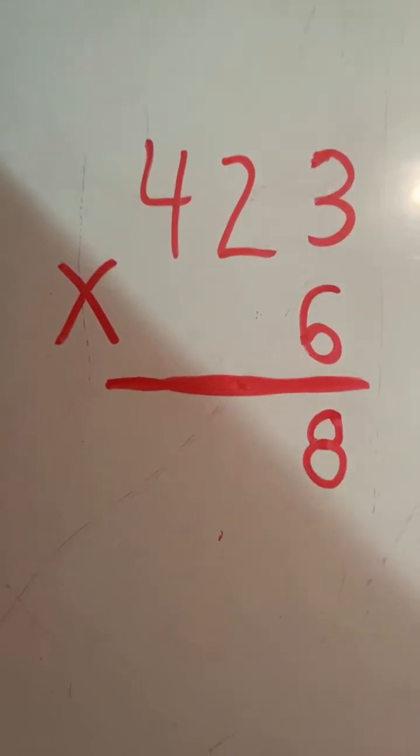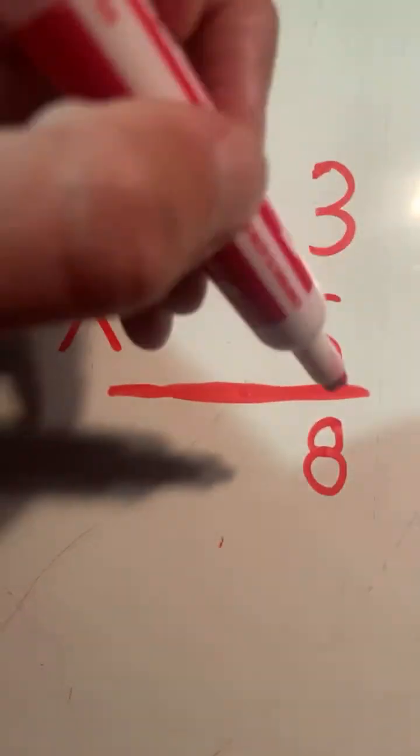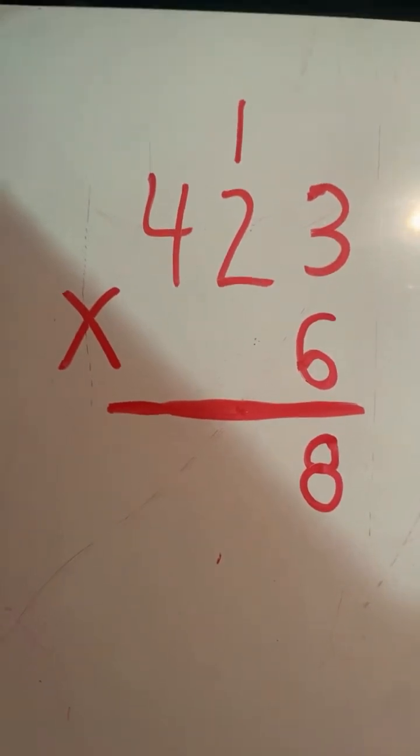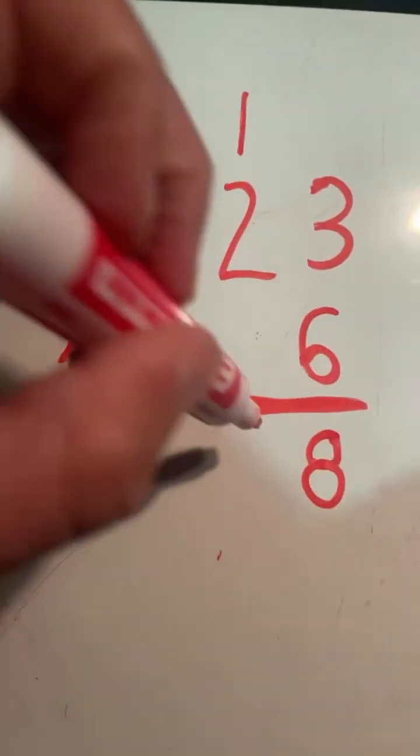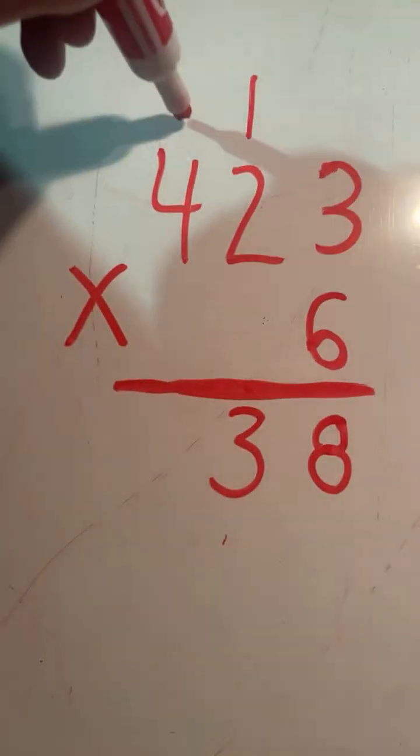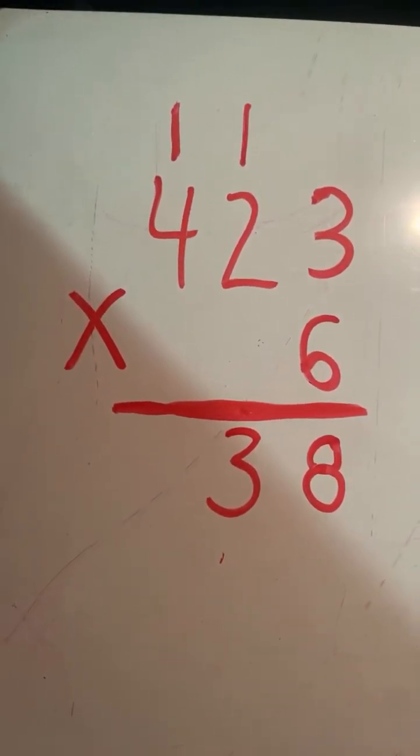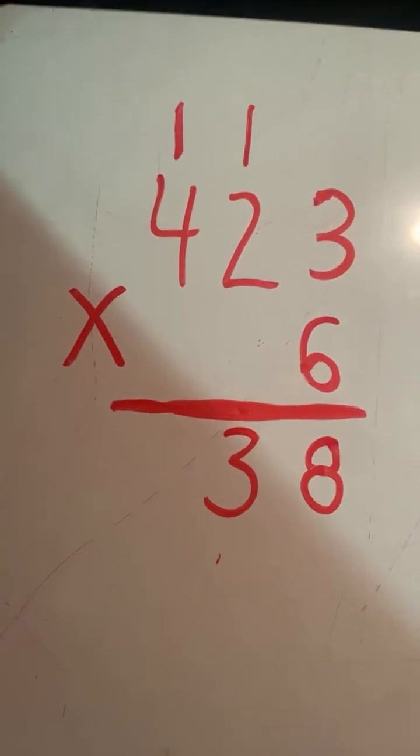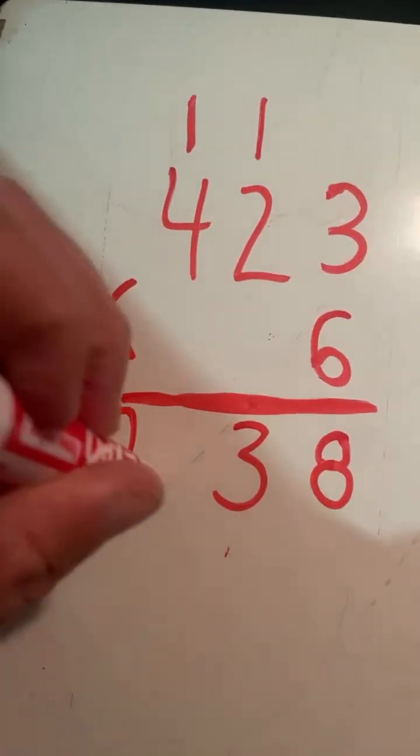423 times 6. So 3 times 6 equals 18. The 8 in 18 goes in the ones place. The 1 gets carried over to the tens place. 2 times 6 equals 12. Plus 1 is 13. 3, carry the 1. 4 times 6 equals 24. Plus 1 equals 25.